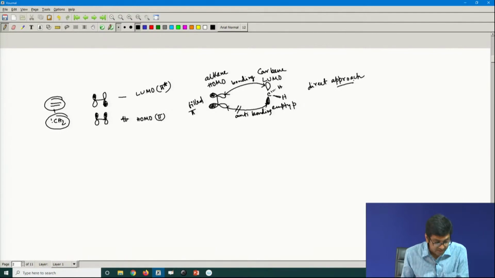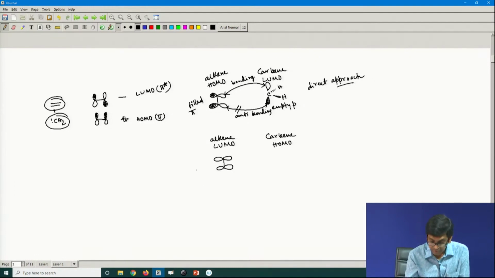So, in these orbital interactions during the direct approach, we have seen that orbital symmetry is not matching. So, definitely it is not happening in that way. What about the opposite way? Let us consider the alkene LUMO, not the alkene HOMO, and we will consider the carbene HOMO. Okay, we will draw that.